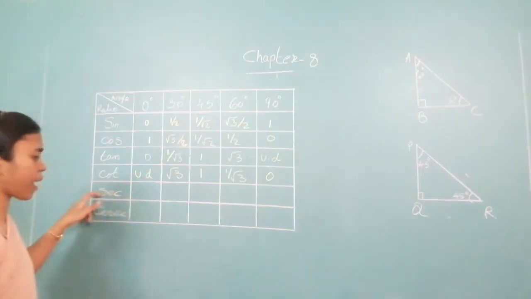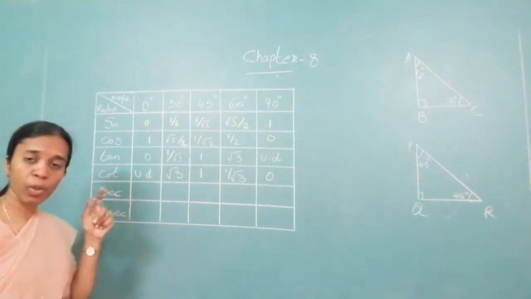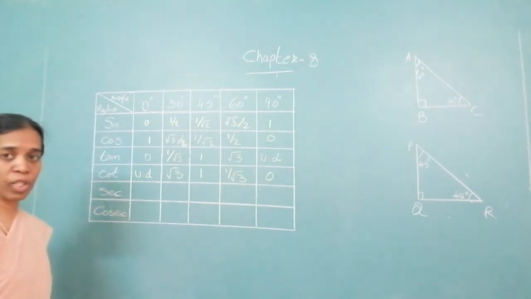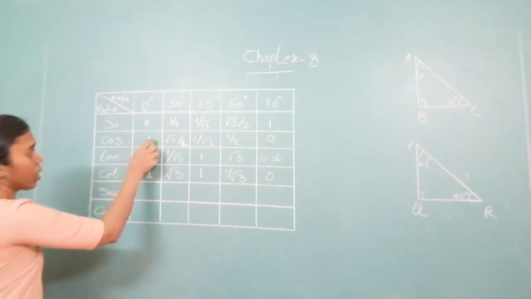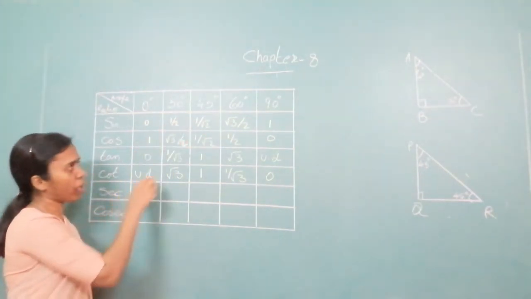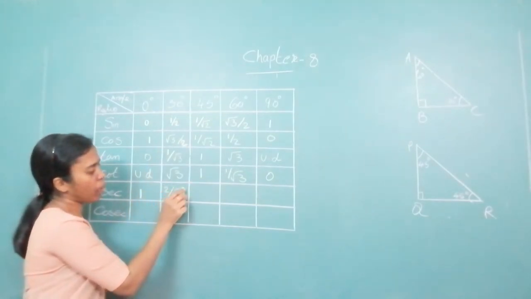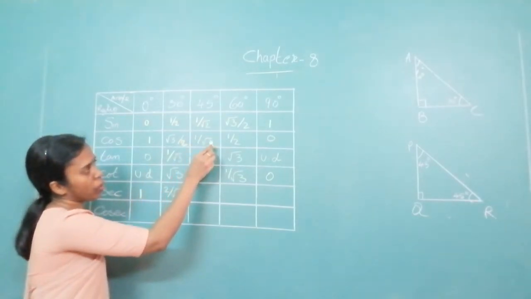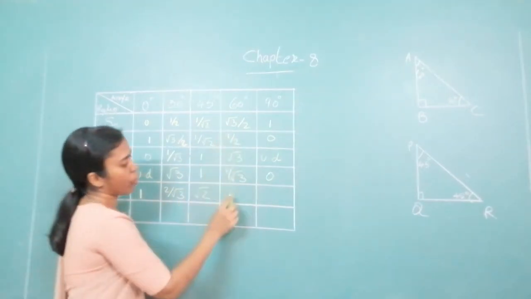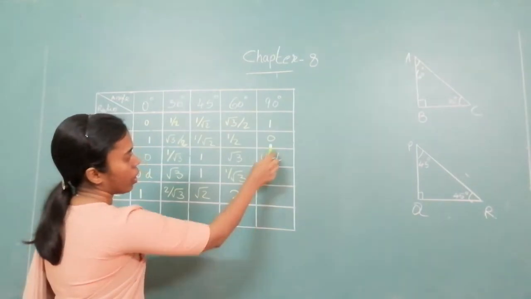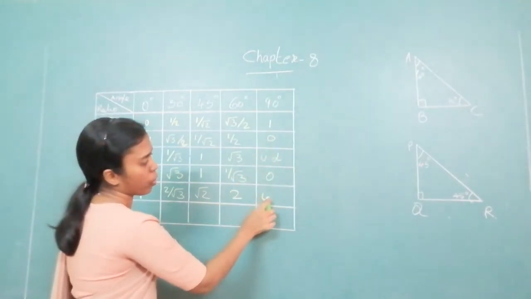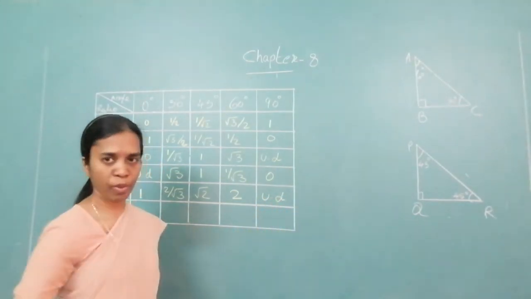Now how to get sec? Sec, I told you, is the inverse of cos. So how to get it? Inverse. Inverse of this, upside down. So 1 upon 1, 1. This will be 2 upon root 3. This will be root 2 upon 1, that is root 2. 2 upon 1, 2. Now here what will we have? 1 upon 0. That is again undefined.